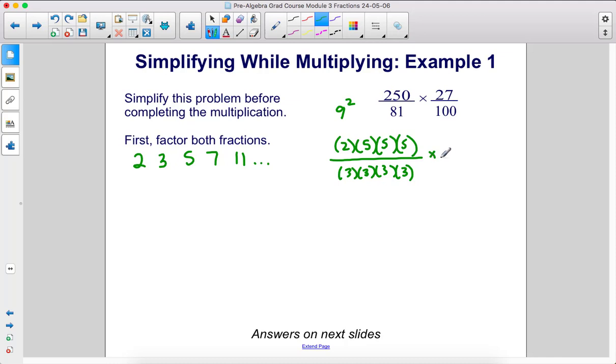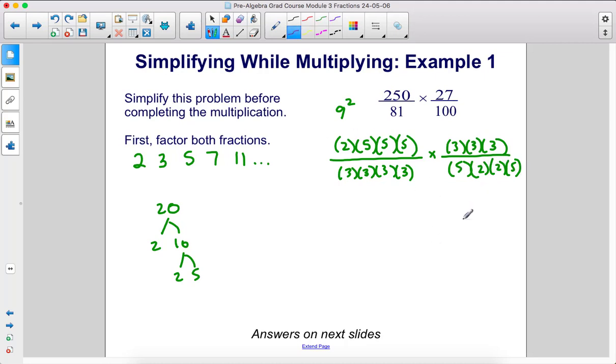Now we do the other side. 27 is 3 times 3 times 3. And 100 is 20 times 5, but 20 is 4 times 5. I'll just do this over here. 20 is divisible by 2, so 2 and 10, 2 and 5. So I'm going to go ahead and say, all right, we have 20 times 5, but 20 is 2 times 2 times 5. So you can see we have 5 times 5, which is 25, times 4 is 100.